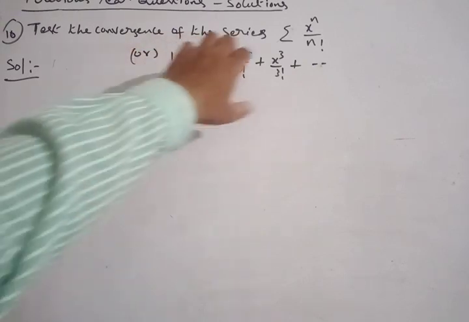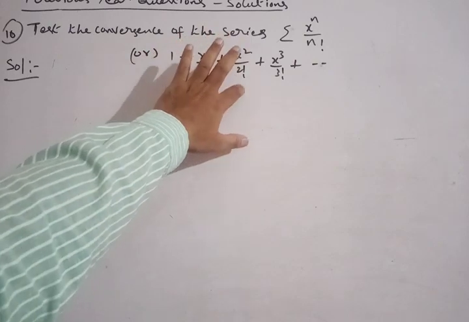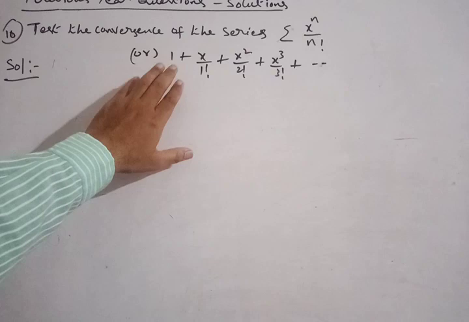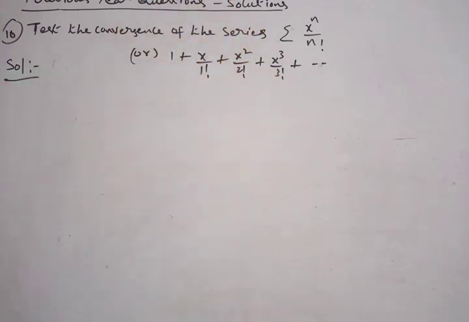Test the convergence of the series sigma x power n by n factorial, or 1 plus x by 1 factorial plus x square by 2 factorial plus x cube by 3 factorial plus so on. This problem is there in 2015 and this problem is there in 2020. So both problems are same. Here he gave the series and here he gave directly the nth term.